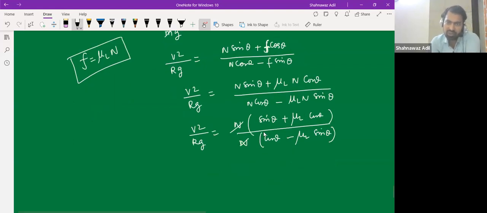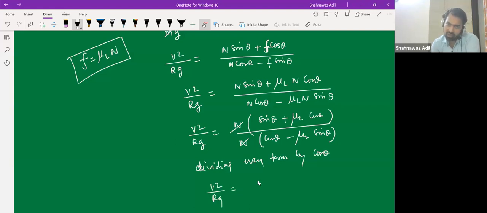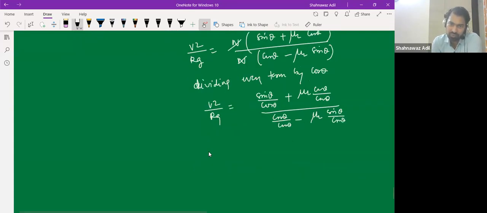And then we have sin theta and cos theta, and we want to write it in terms of tan theta. So how can I write sin theta as tan theta? What will I do to sin theta so that it becomes tan theta? Sin by cos. So I divide every term by cos theta. So this would be v square by rg equals sin theta by cos theta plus mu l cos theta divided by cos theta, over cos theta minus mu l sin theta by cos theta. Then this will become tan theta plus mu l.